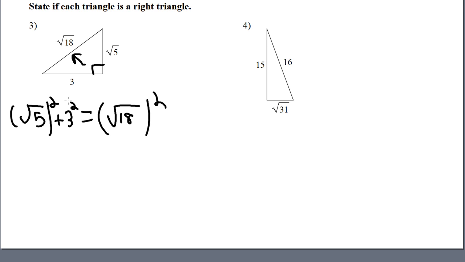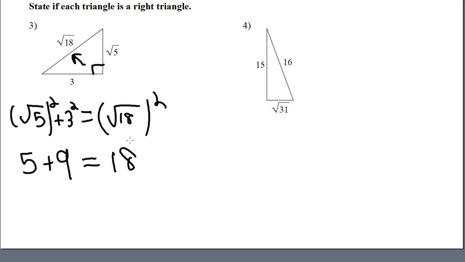Well, what is the square of the square root of 5? In fact, it just cancels out. So the square of the square root of 5 is just 5. We know 3 squared, hopefully, is 9. And similarly, the square root of 18 squared is just 18.